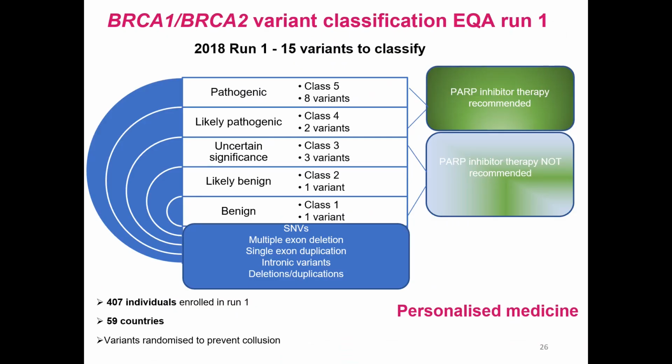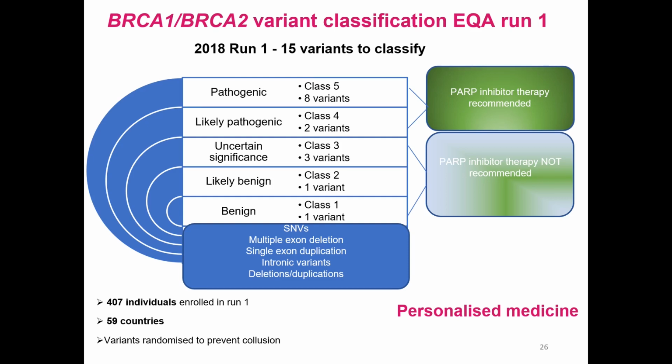The BRCA1, BRCA2 variant classification for the first run in 2018 gave centres 15 variants to classify. As you can see from this slide, there were 8 variants that were class 5, 2 variants class 4, 3 variants that were class 3, 1 variant that was class 2, and 1 variant that was class 1.